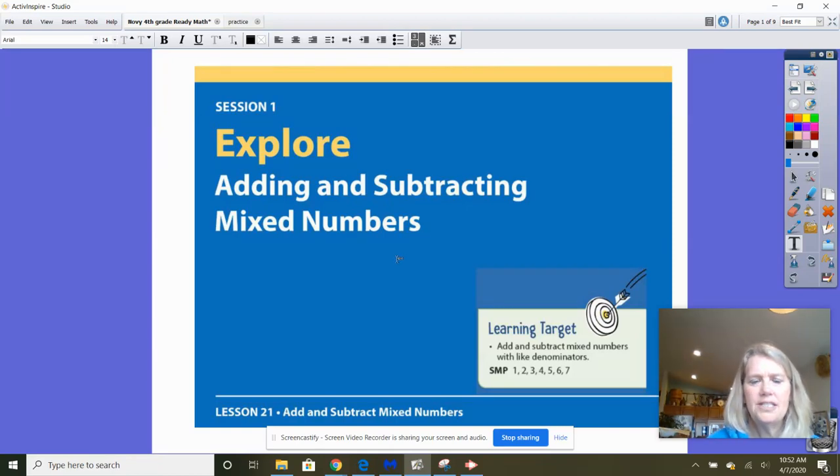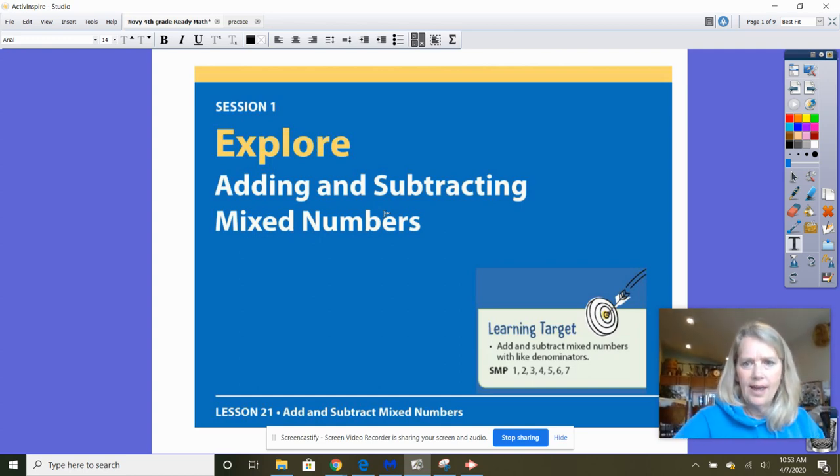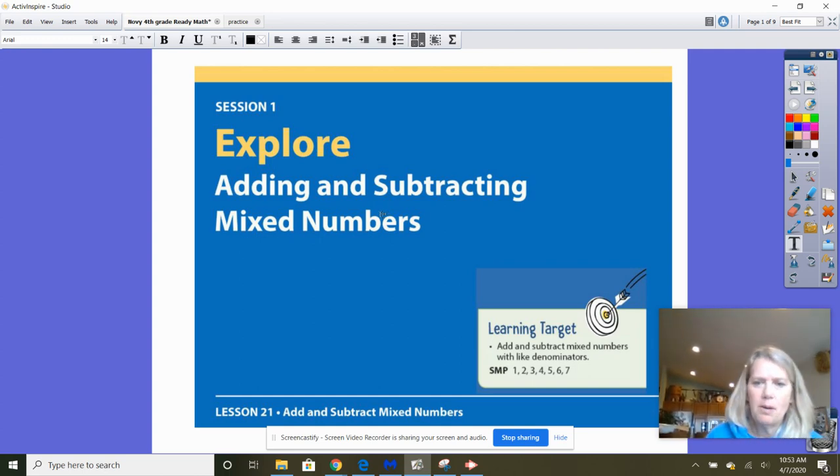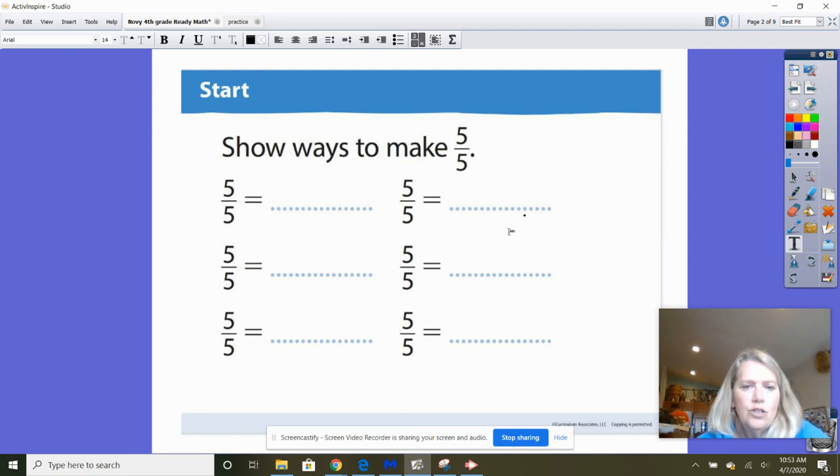Hello, mathematicians. Today's work is about adding and subtracting mixed numbers that have a common denominator, same denominator. So here we go, our first one. You'll need your whiteboard, your fraction pieces if you have them, or something to write on, and then you'll need your big book, as Gabe calls it.